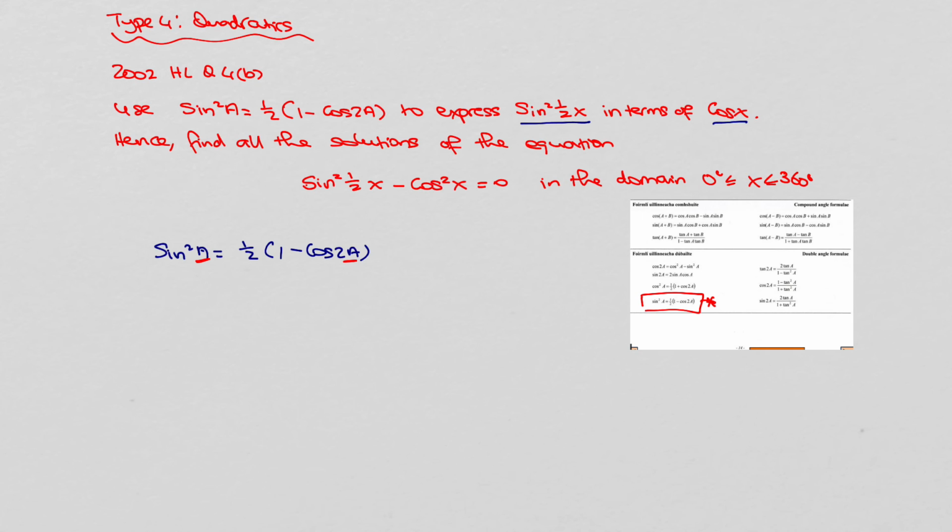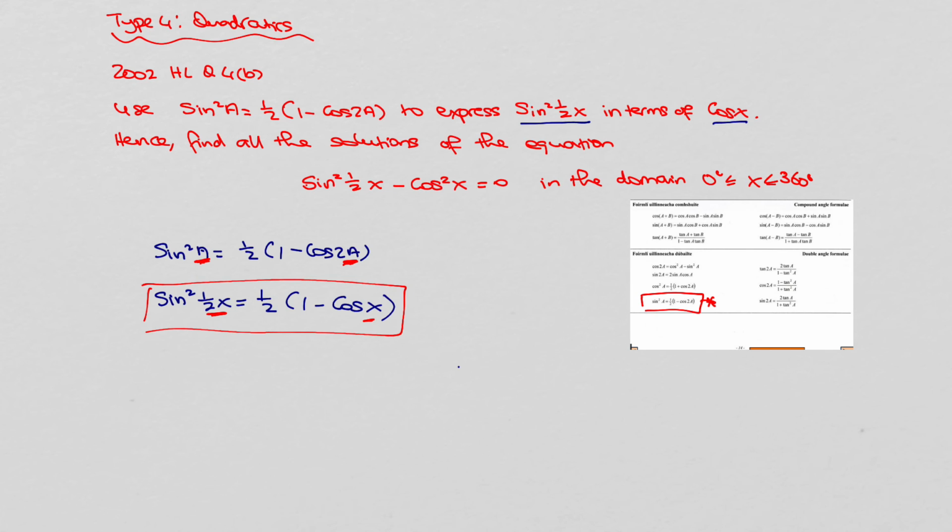So if we have sine squared a half x, what that means is if I put that in here, the angle here has to be double, right? So we have A and we have 2A. So if this is half x, then the angle on the right is going to be double, and double a half x is just x. So that's the answer to the first question there.